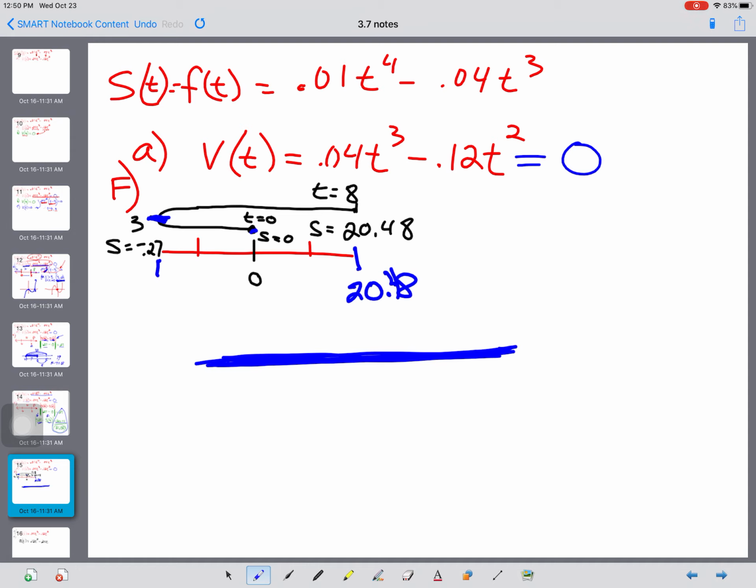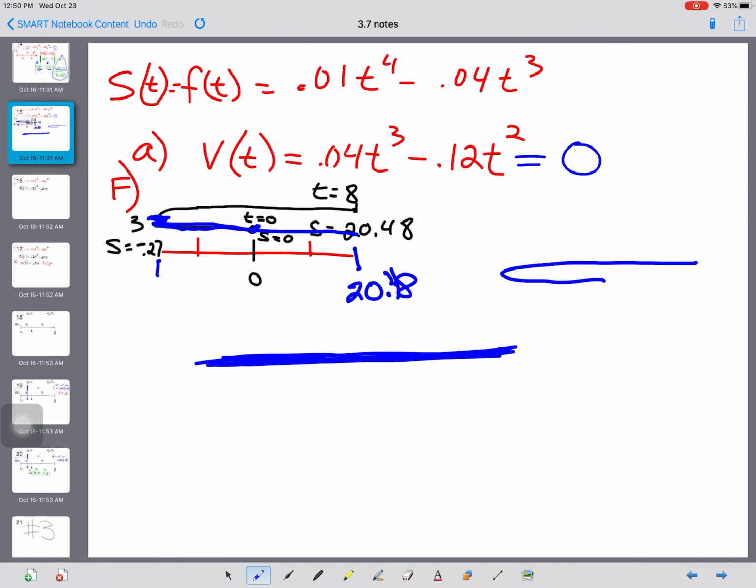And that's just simply a graph of how this object is moving during those first 8 seconds. It starts off going in the negative direction, stops, turns around, comes back, and goes this way. It's hard to see when they overlap like that. That's why you do it as kind of a curve to show that it changed directions.